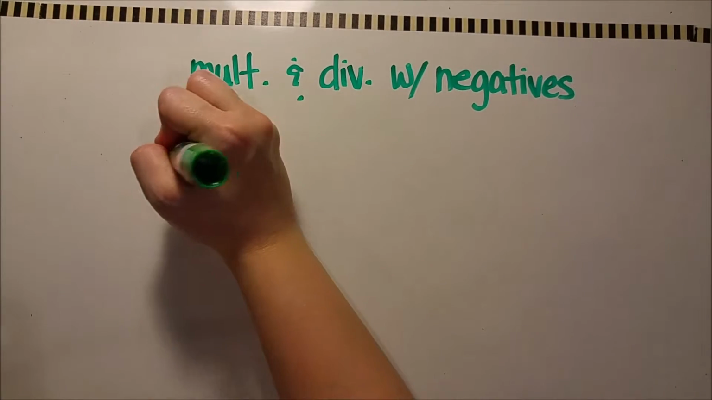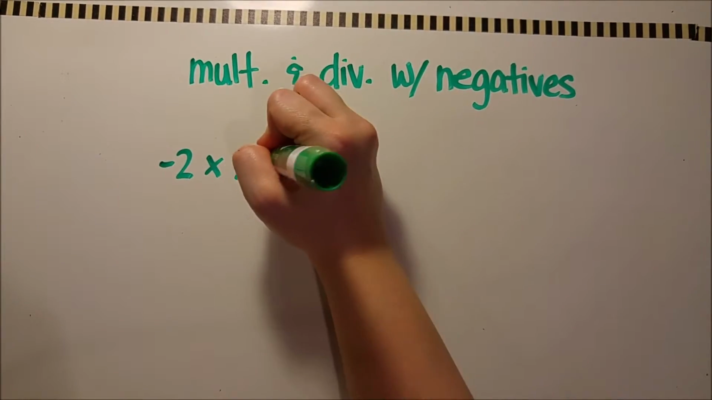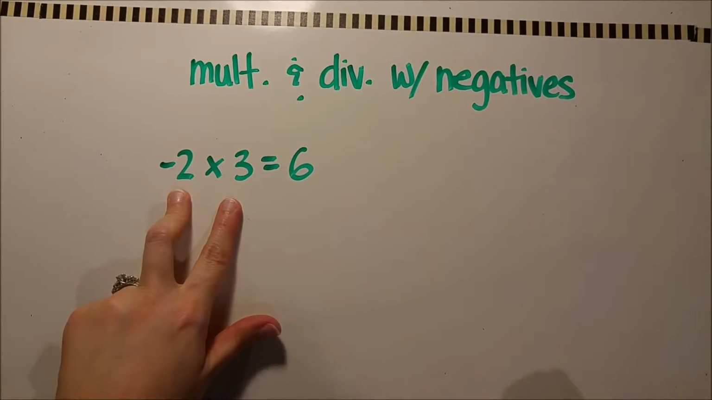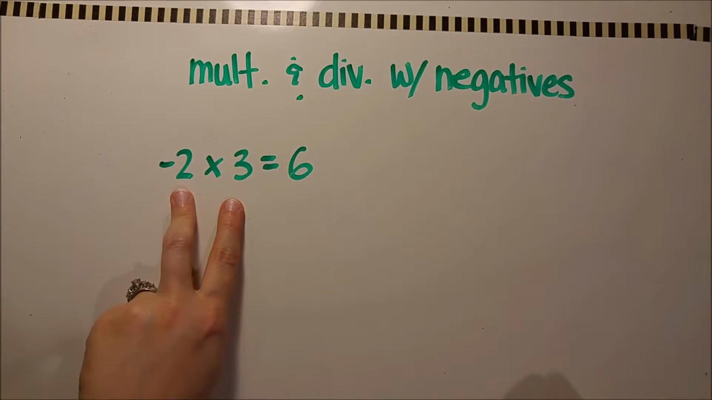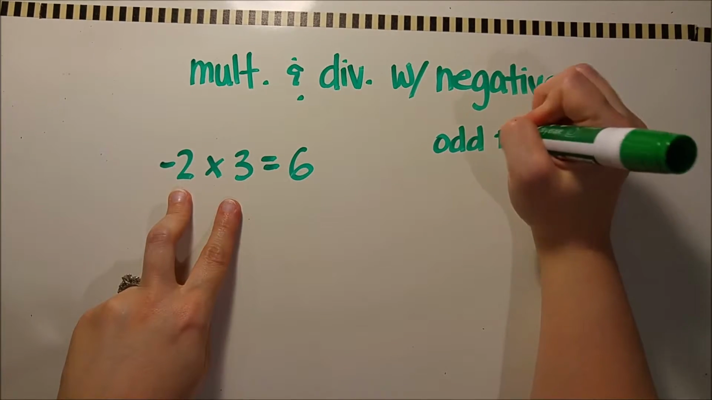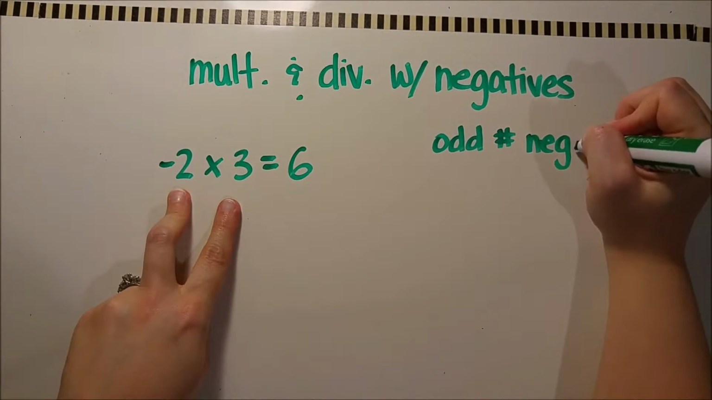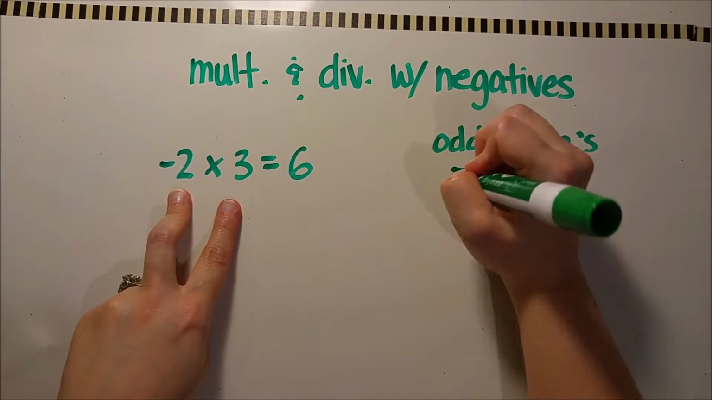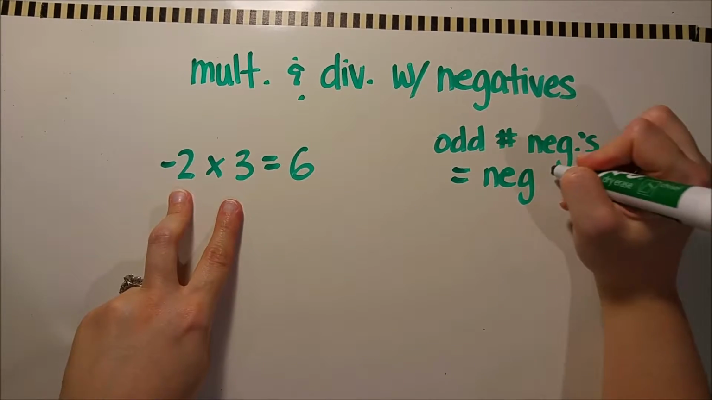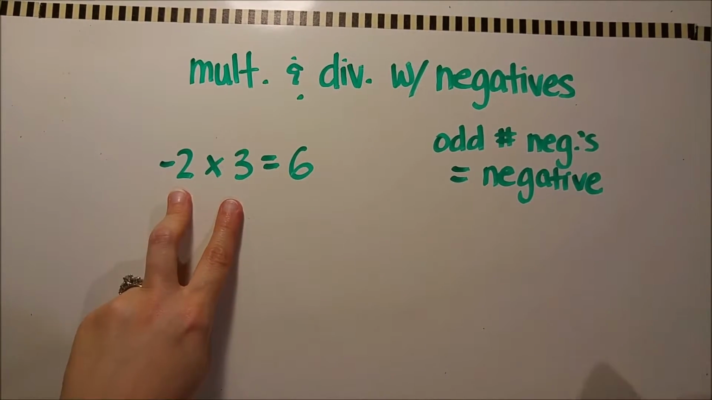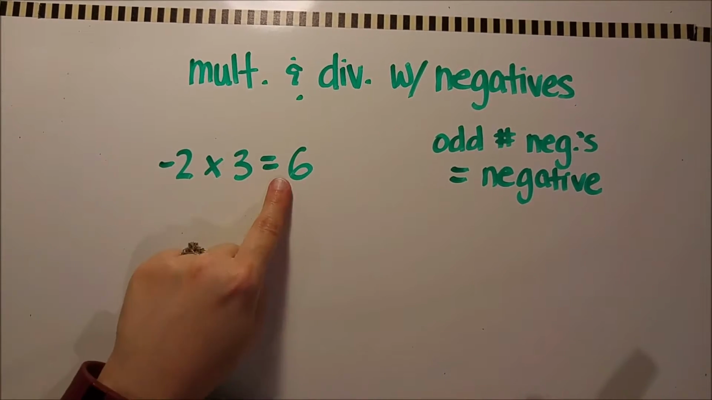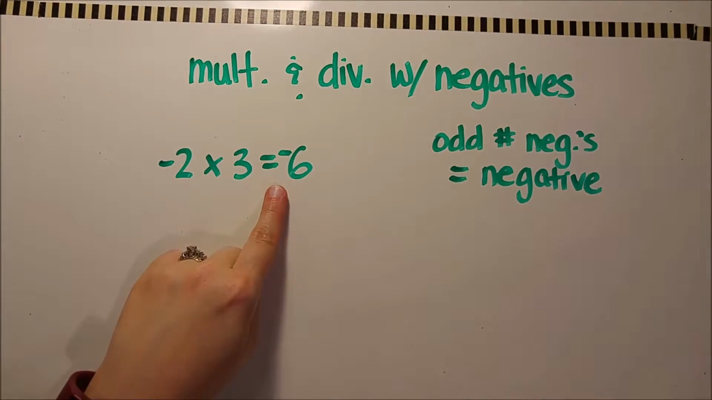Okay, let's take a negative number, -2, times a positive number. So we know 2 times 3 is 6, but will this be a positive 6 or -6? All right, so our rule is that if you have an odd number of negatives, abbreviating again, your answer will equal a negative number. Your answer will be negative. That one I'll write out. Okay, so we have one negative. One is odd.